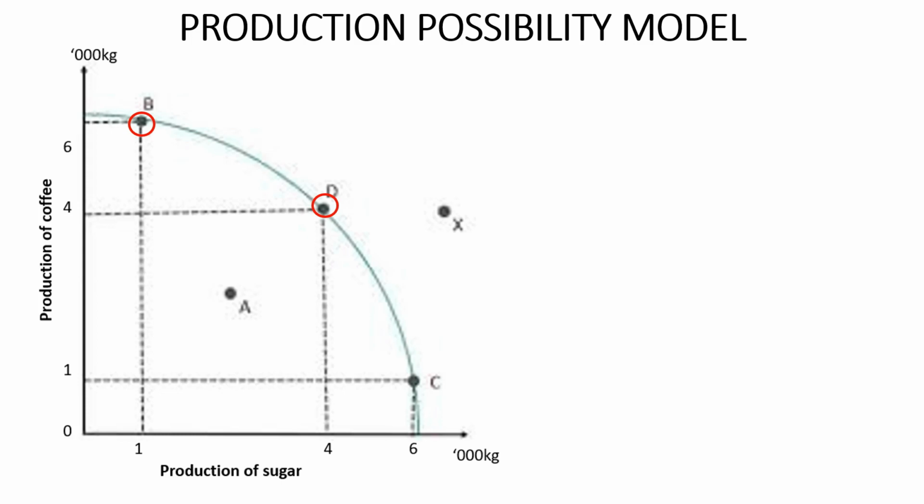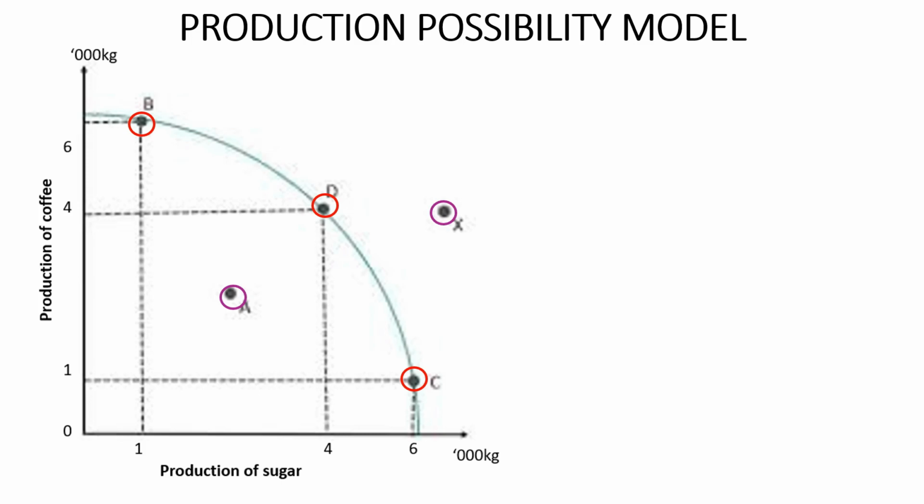If the country is producing at point C, then it is producing 6,000 kilograms of sugar and 1,000 kilograms of coffee. If the country is producing at point A, then it is producing about 2,500 kilograms of sugar and 2,500 kilograms of coffee. And if the country is producing at point X, then it is producing about 7,000 kilograms of sugar and 4,000 kilograms of coffee.